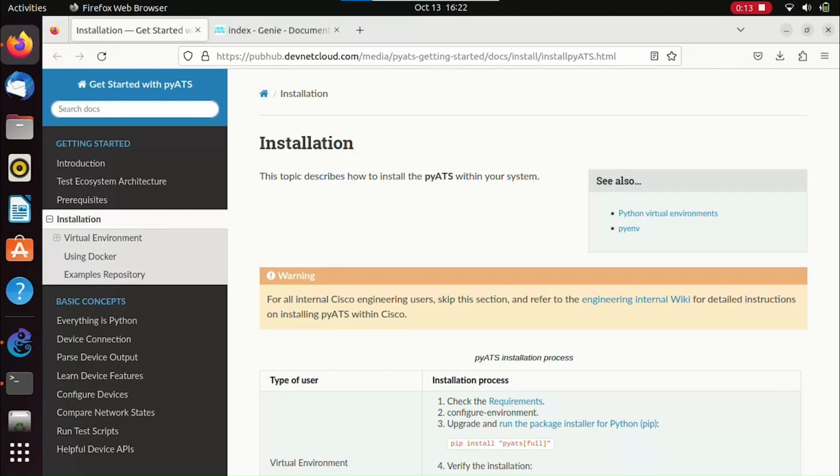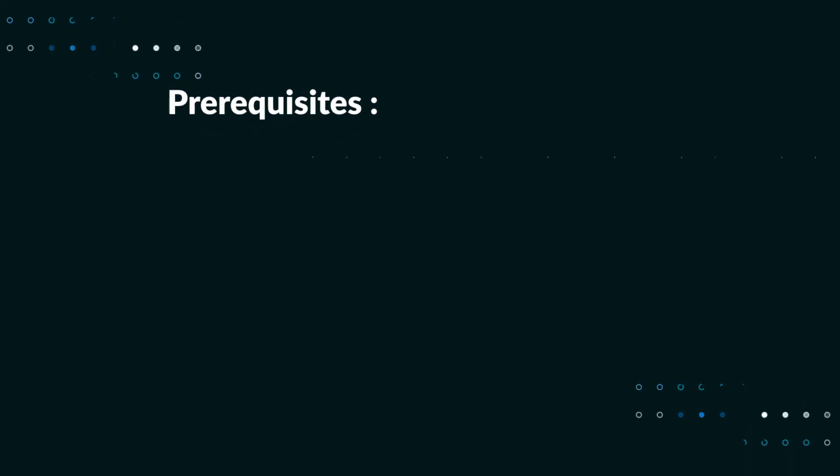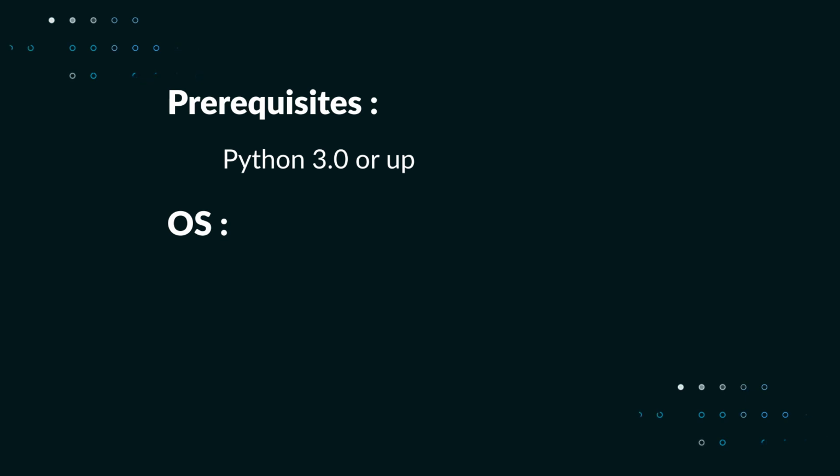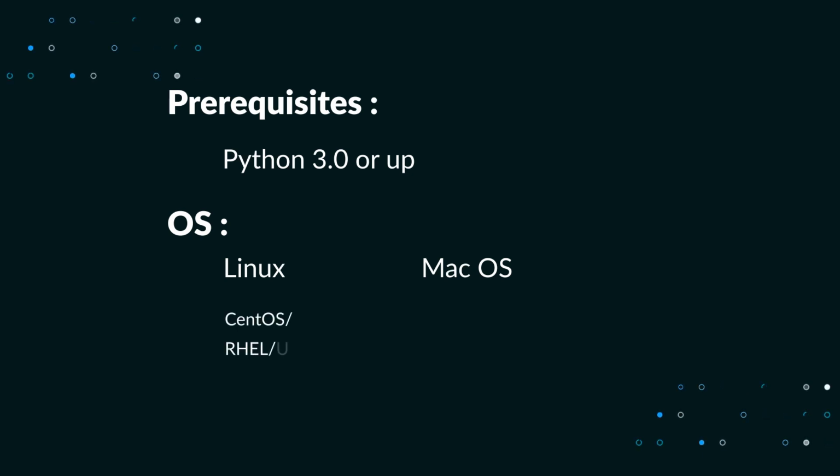As we all know, pyATS was designed to provide a reasonable end-to-end test environment for users to write network-related test cases by featuring multiple packages and modules. In order to install pyATS, we need to have Python installed in our system, and the platforms that support pyATS are Linux and Mac OS X. For Linux, you can use CentOS, RHEL, Ubuntu, etc. And for Mac OS X, you need macOS 10.13 or greater.